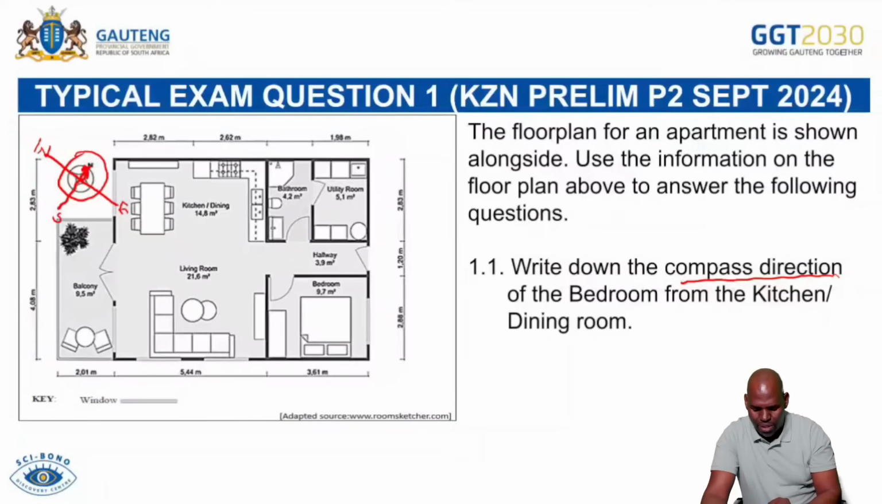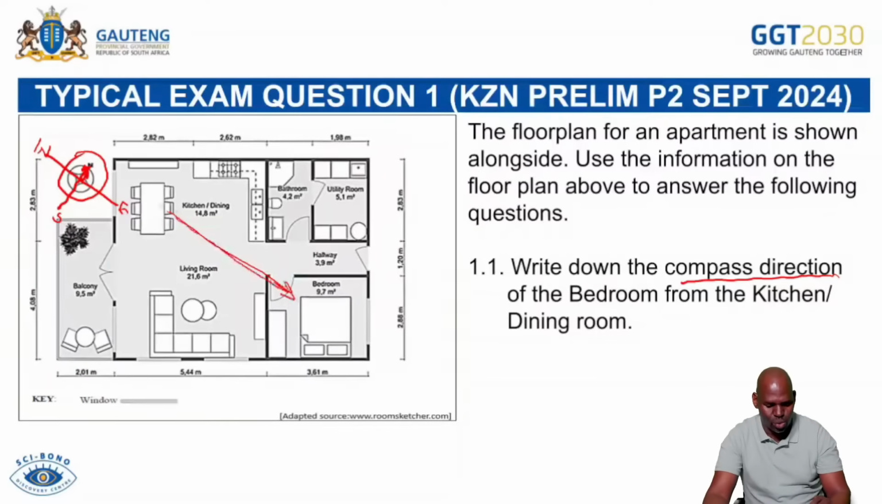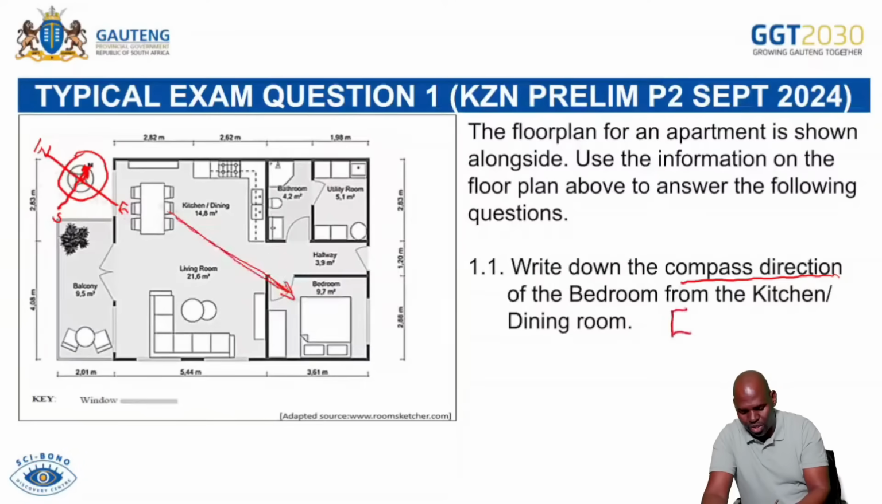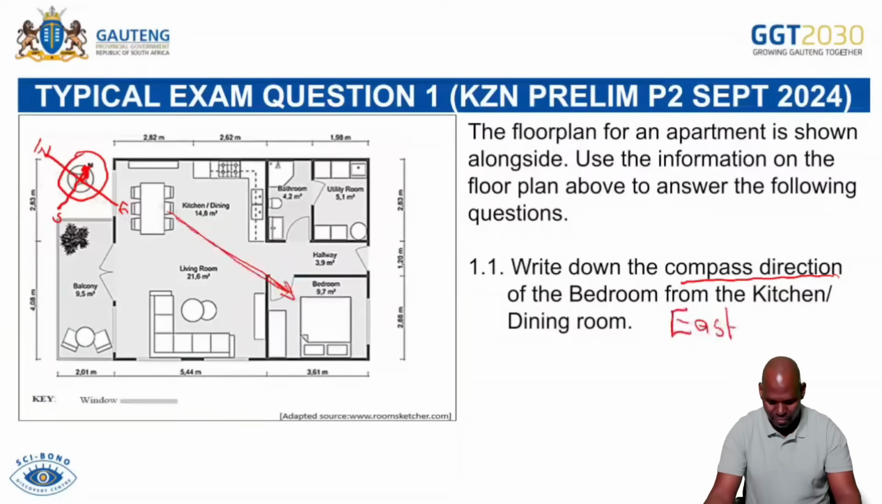Now write down the compass direction of the bedroom. So where is the bedroom from the kitchen? Here's the kitchen and there's the bedroom. There's only one bedroom on this plan. It's going this way, so you can see that it's on the eastern side. So the answer is east. Very easy. It's one of those questions that you cannot afford not to get correct.